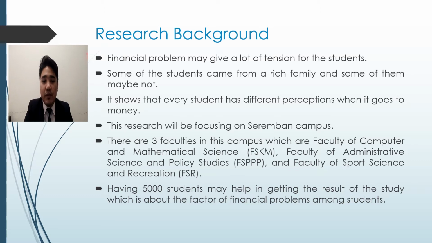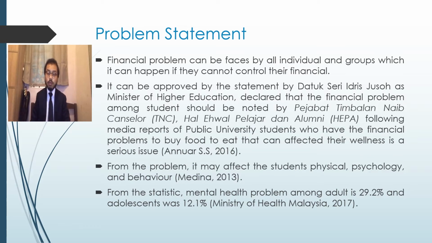This research will be focusing on Seremban campus that was built on 19th January 2011 and started their operation on 2nd February 2014. There are three faculties in this campus. The programs provided are diploma and degree. It consists of 5,000 students. Some of them were given a college, while others will rent a house near the campus. Having 5,000 students may help in getting the result of the study, which is about the factor of financial problems among students. Now we will proceed to the problem statement.